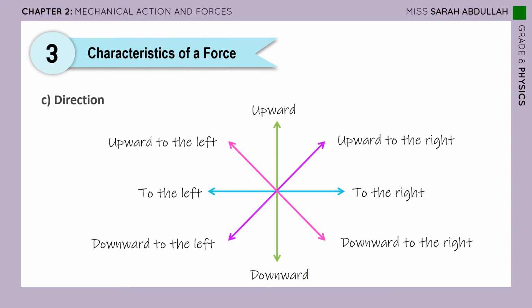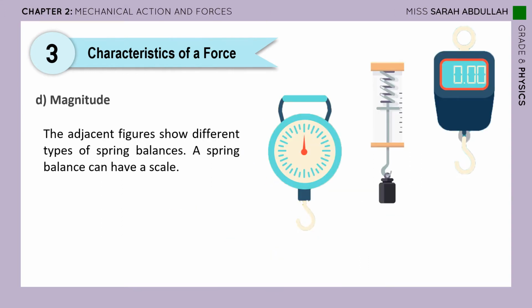And the last characteristic is the magnitude. It means what is the value of this force, how much it is worth. How can I know that this force is bigger than that one? Two forces might have the same point of application, same line of action, and direction, but they are different. How is that? Because they have different magnitudes.